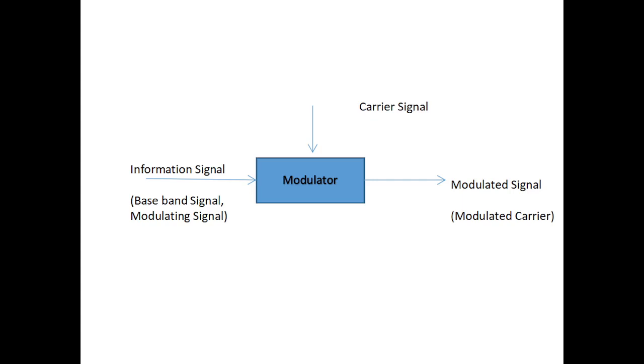So here we can see in this block diagram we have the modulator. This modulator consists of some electronic circuitry which will do the processing on the information signal, and on the carrier signal there will be an operation by the modulator so that this carrier signal will be modified or modulated into a desired form which carries the information signal.